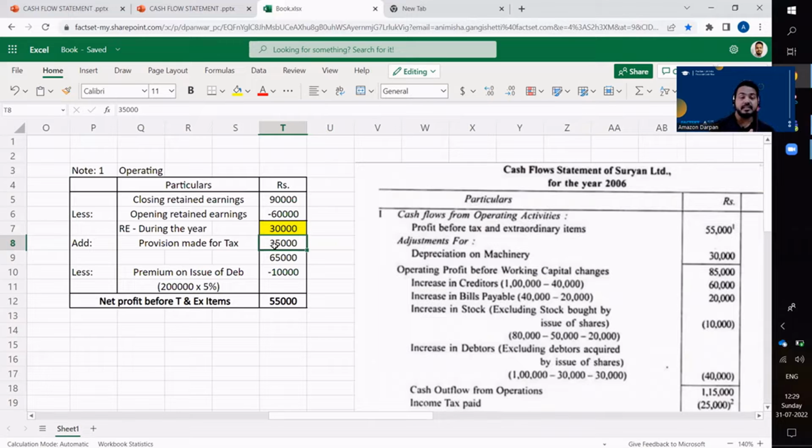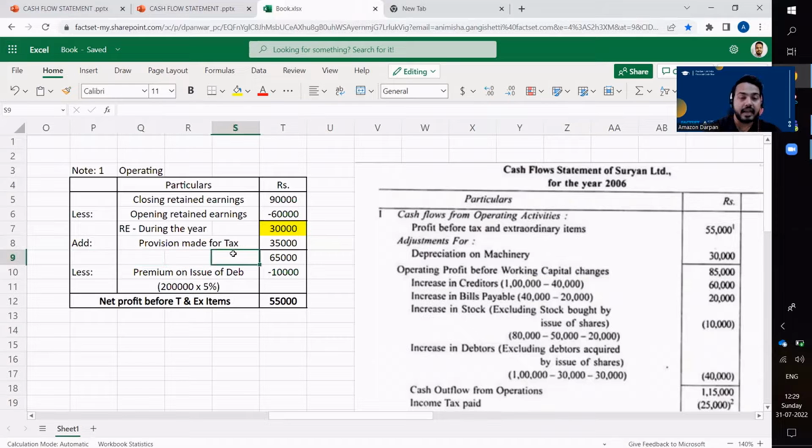So this is the amount you are using, in the sense it has reduced your profit, which means actually you have earned more. So we'll add it because you already deducted it previously and derived at net profit. Now we'll add it back.